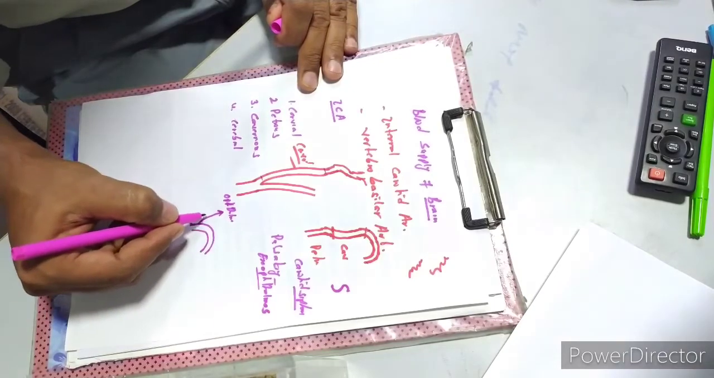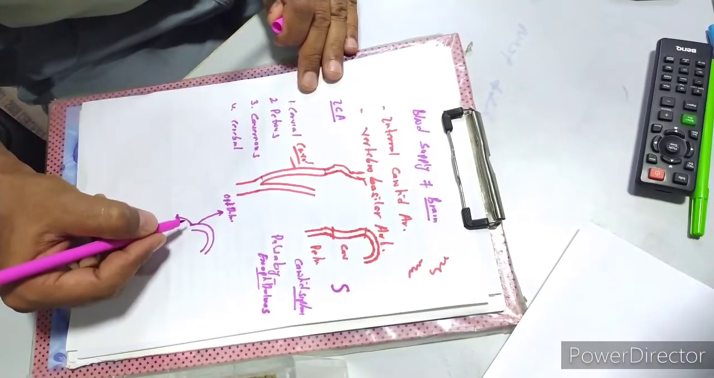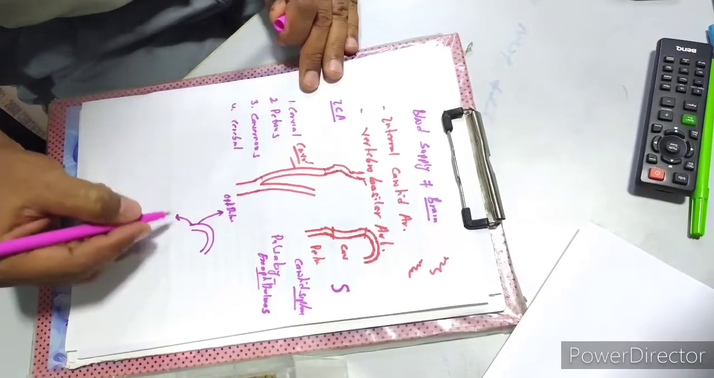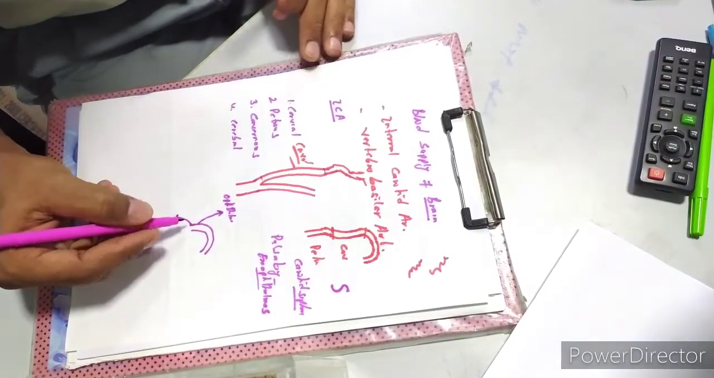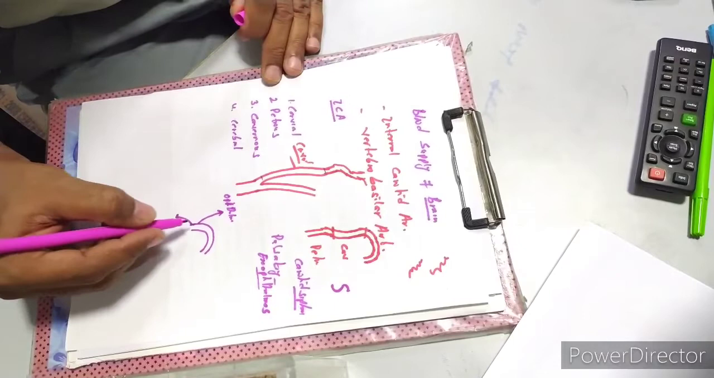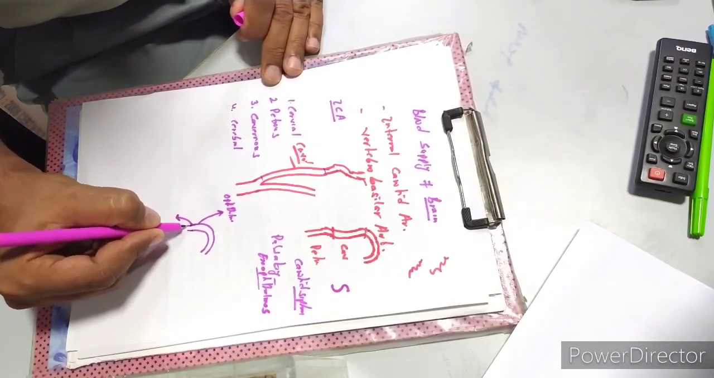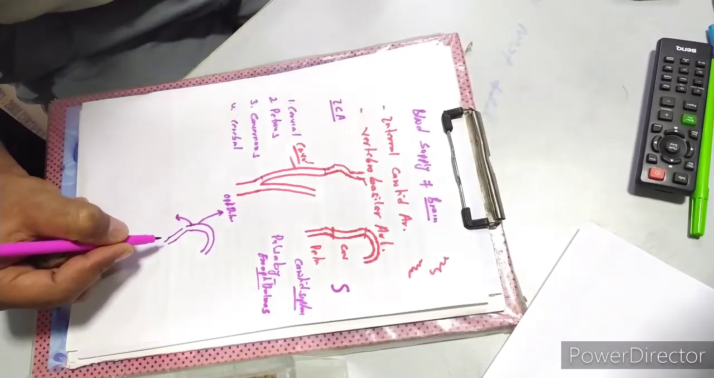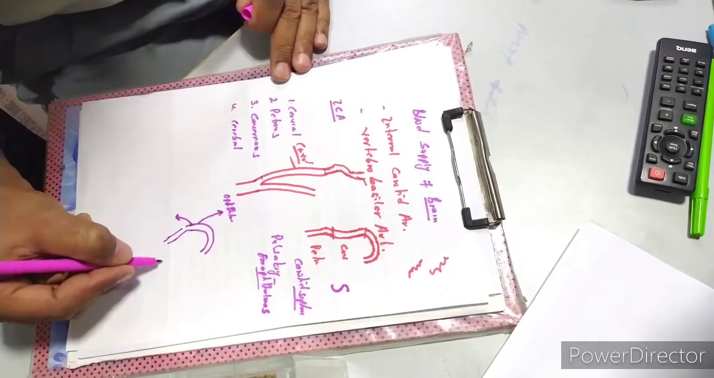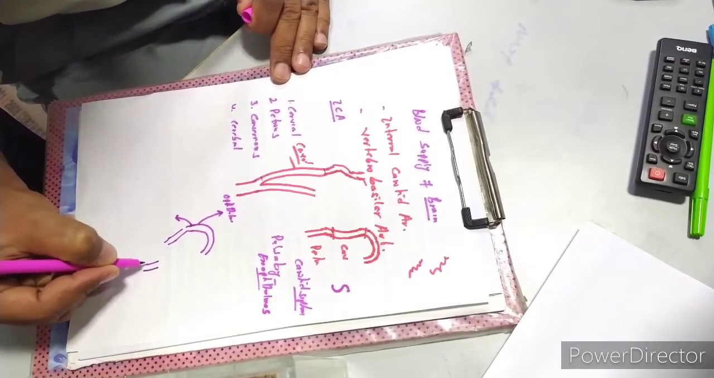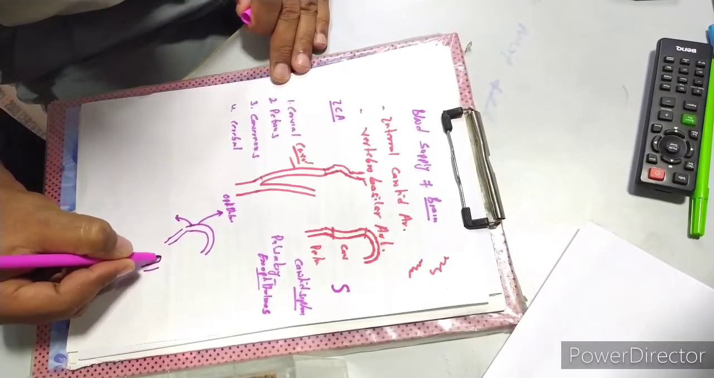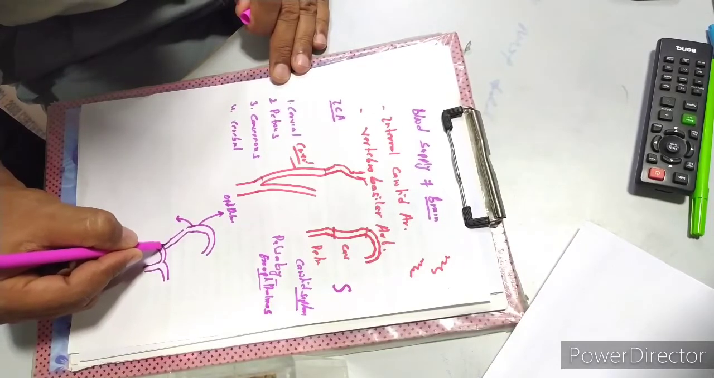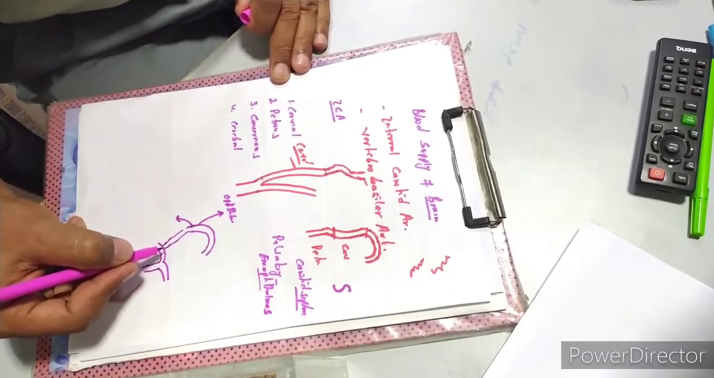So it supplies four areas: the visual pathway, the internal capsule, the midbrain, and the inferior horn of the lateral ventricle to form the choroid plexus. Clear? Then it also gives rise to the posterior communicating artery. The posterior communicating artery communicates with the posterior cerebral artery. In this region, the vertebrobasilar artery, or the basilar artery, gives rise to the posterior cerebral artery, and this posterior cerebral artery is communicated with the internal carotid artery by the posterior communicating artery.